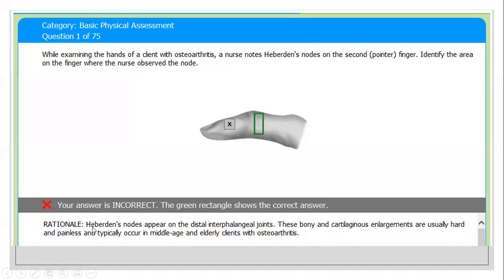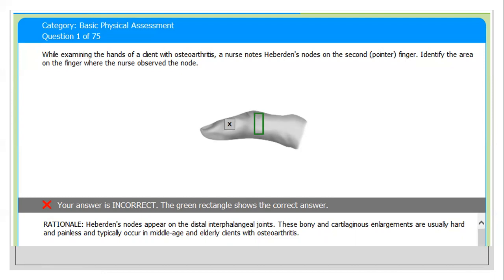Heberden nodes appear in the distal interphalangeal joints, and this bony or cartilaginous enlargement is usually hard and painless and typically occurs in middle-aged and elderly clients with osteoarthritis.